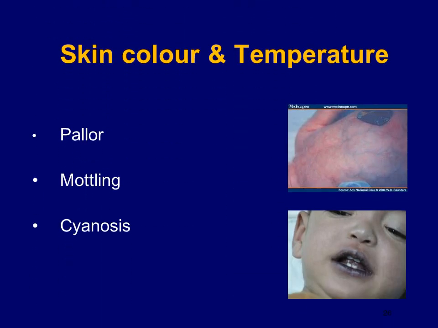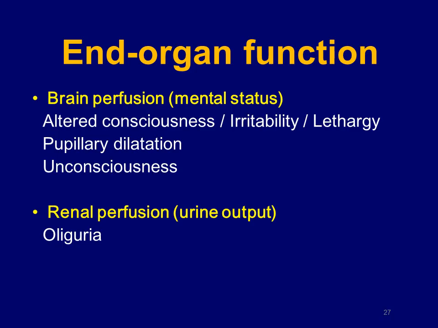Pallor, mottled skin, cyanosis, and cold extremities are signs of inadequate peripheral circulation. Another way of assessing circulation is by looking at end organ function. Look at the mental status, which indicates the brain perfusion. Decreased level of consciousness, confusion or agitation may each be an indication of inadequate circulation to the brain. Severe compromise of brain circulation leads to pupillary dilatation and complete loss of consciousness. Reduced urine output or oliguria indicates inadequate circulation to the kidneys.